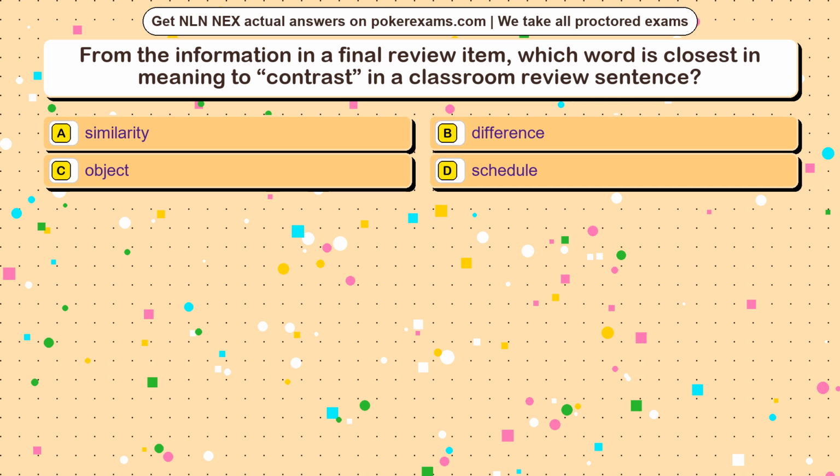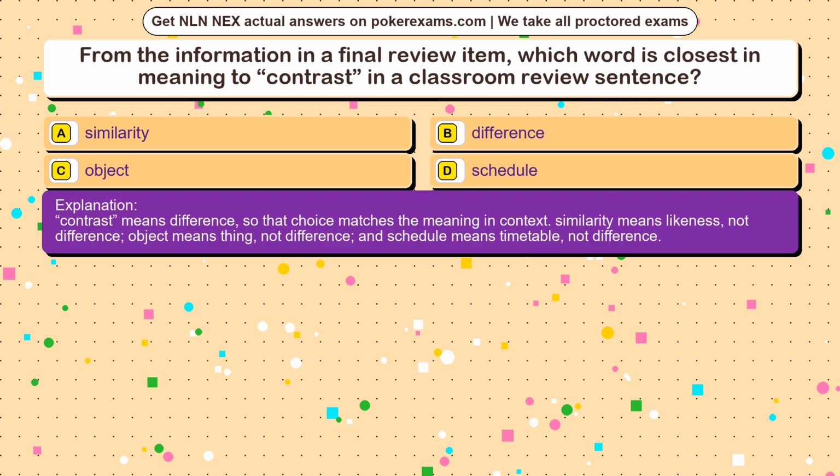The correct answer is option. Contrast means difference, so that choice matches the meaning in context. Similarity means likeness, not difference. Object means thing, not difference. And schedule means timetable, not difference.